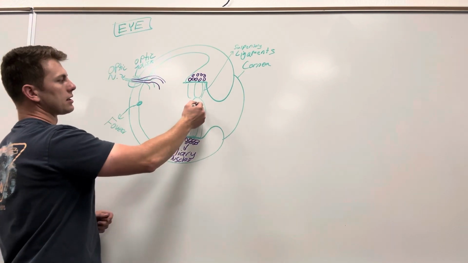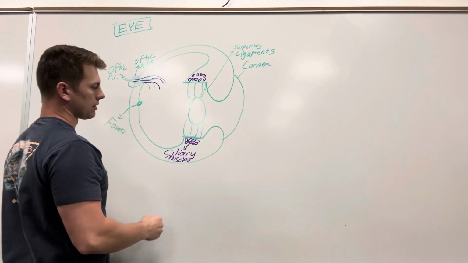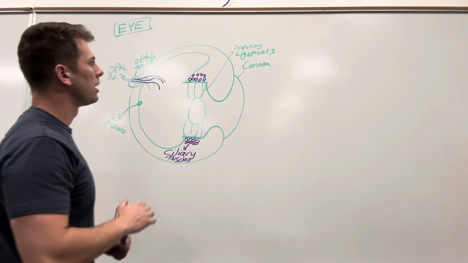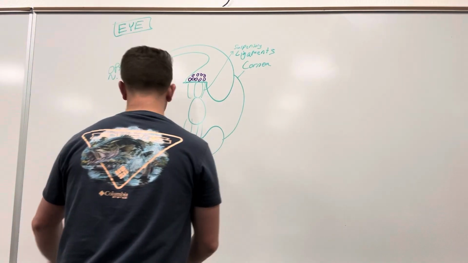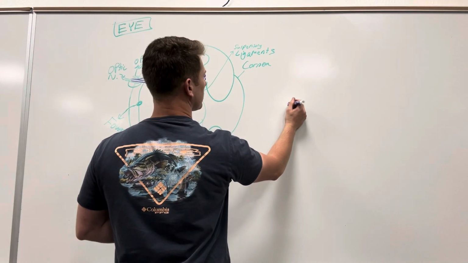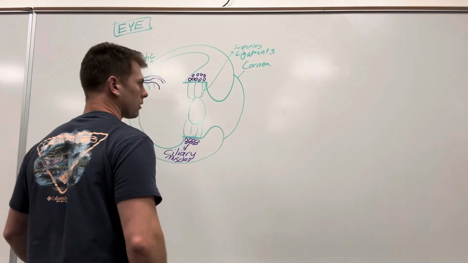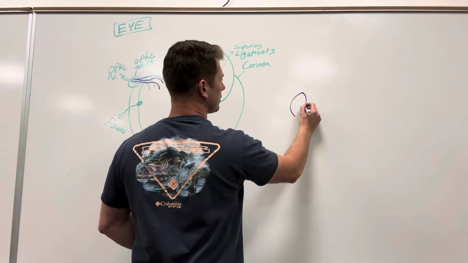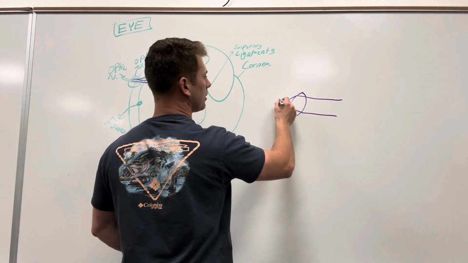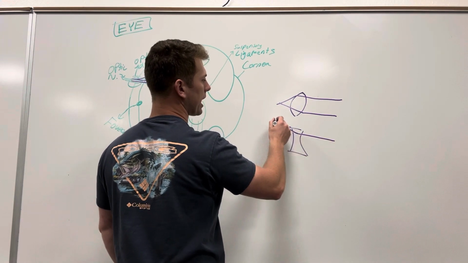We have this lens right here. We have our suspensory ligaments, and these purple circles are ciliary muscles. So, how light affects the eye, I'll draw in purple. If we see something, well, a couple things to understand first. A convex lens will take light and bend it in. A concave lens will receive light and bend it out.